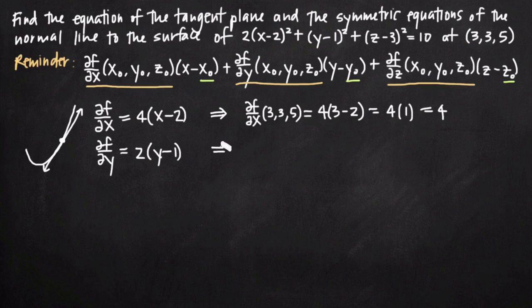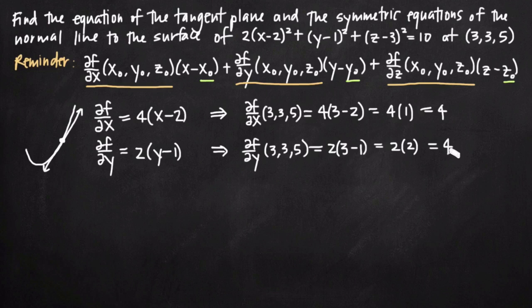Now we evaluate this partial derivative of f with respect to y at the point (3, 3, 5). And what we get is 2 times, here we have y, the value of y in our point is also 3, so we get 3 minus 1. That's going to give us 2 times 2, or just a value of 4.